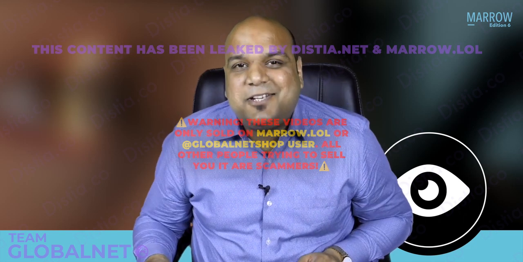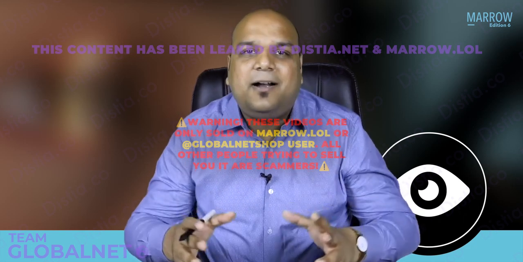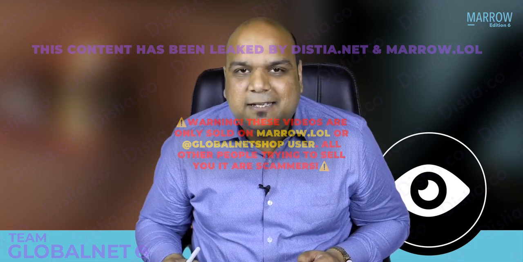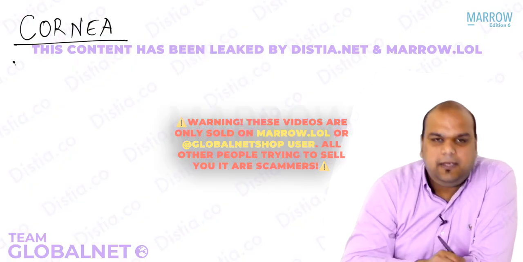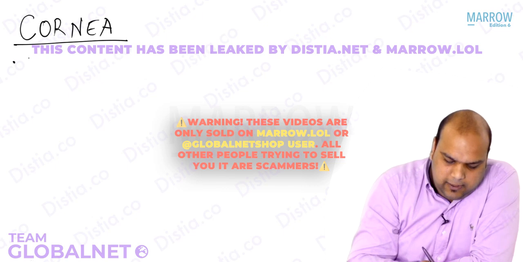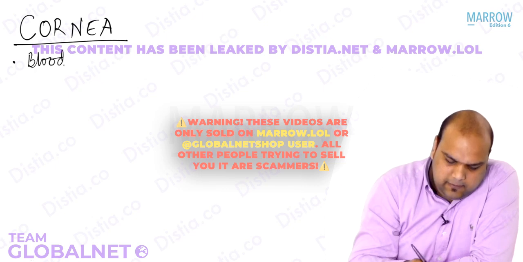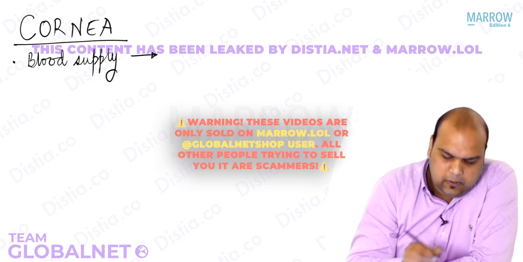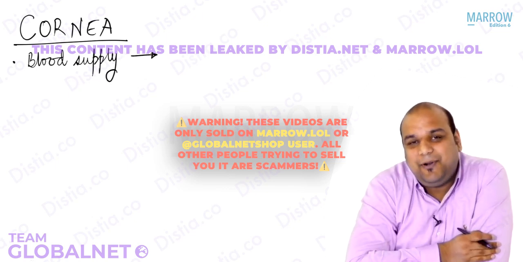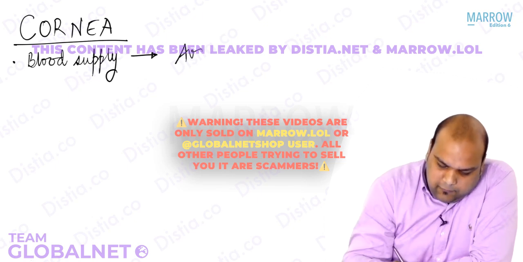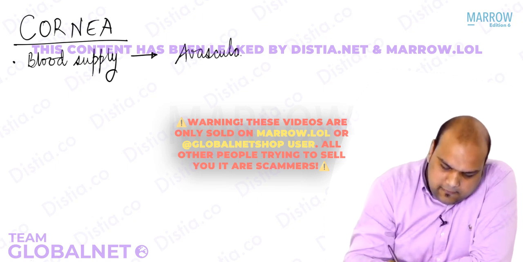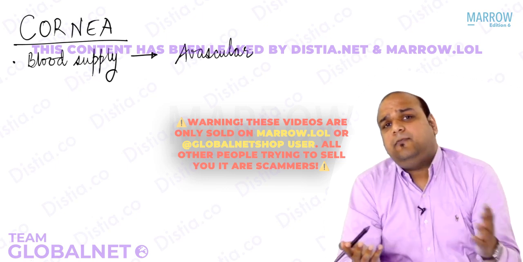Let us begin the discussion of cornea, the layers, the parts, the anatomy of cornea in detail. Cornea. Okay, everybody? So, very basic fact. Number one, what is the blood supply of cornea? Yes, very good. The blood supply of cornea is that it has no blood supply, avascular.